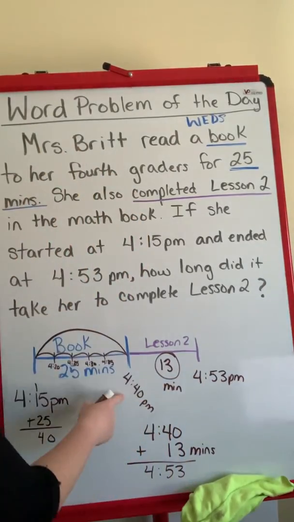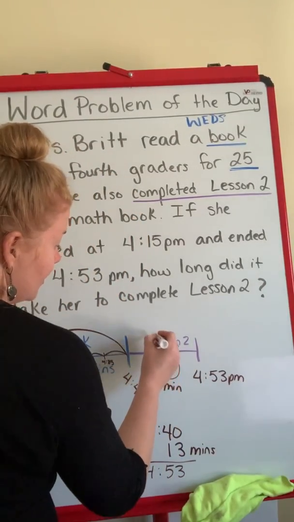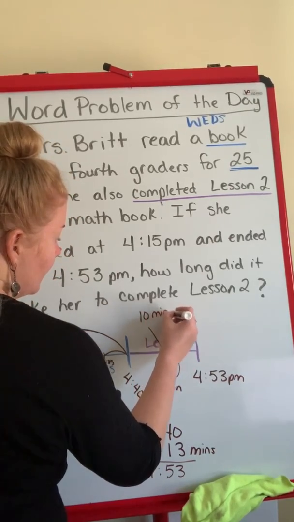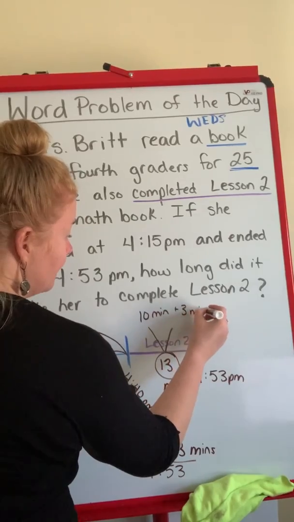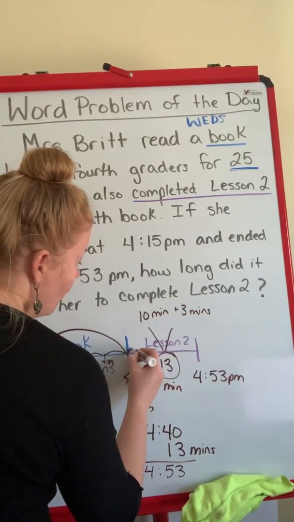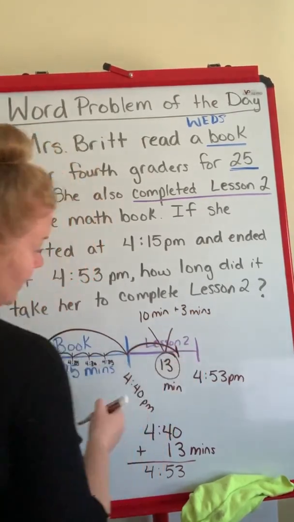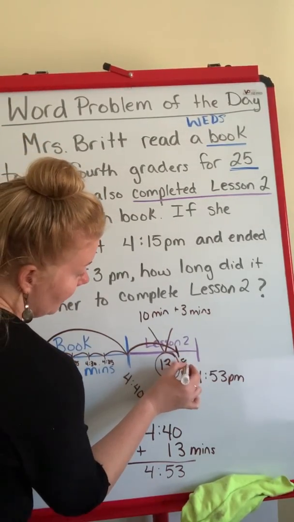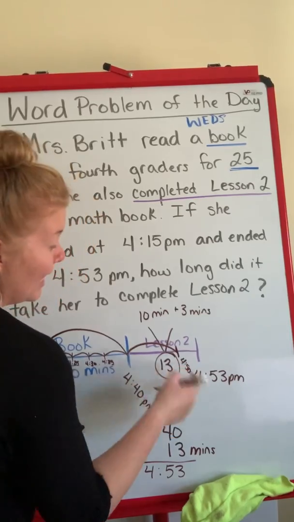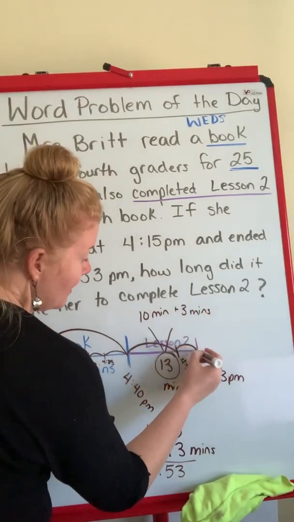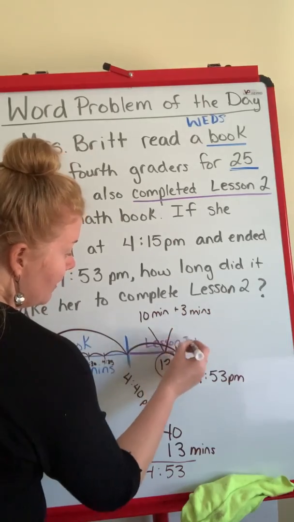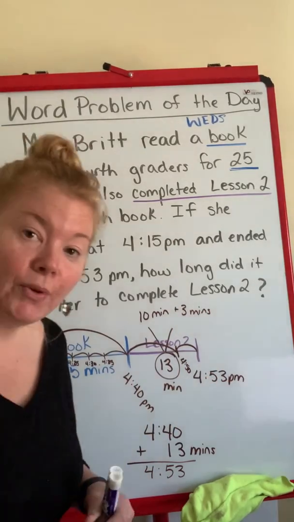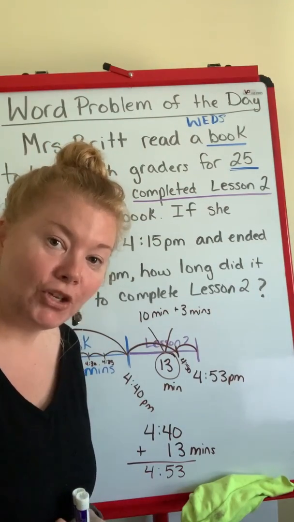Well, let's see. 4:40, I'm going to take this 13 and break it into a number bond. I'm going to break it into 10 minutes plus 3 minutes. 4:40 plus 10 minutes gets me to 4:50. And then if I go the last 3 minutes, so if I go 10 and then 3, it does get me to 4:53. If you got the answer, 13 minutes, then you are correct.